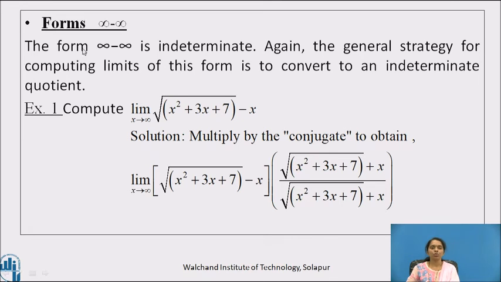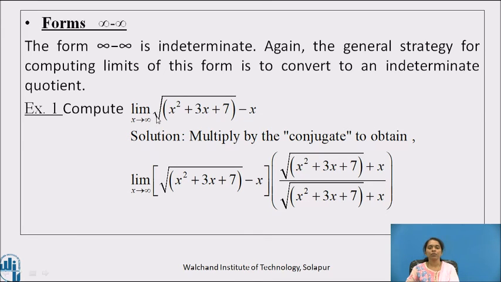Now let's move to the next form, infinity minus infinity. The form infinity minus infinity is indeterminate. Again, the general strategy for computing limits of this form is to convert to an indeterminate quotient, 0 by 0 or infinity by infinity. Example number 1.